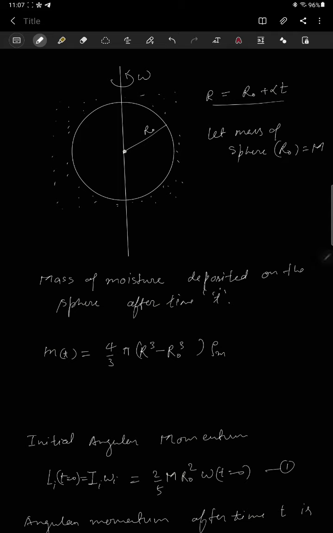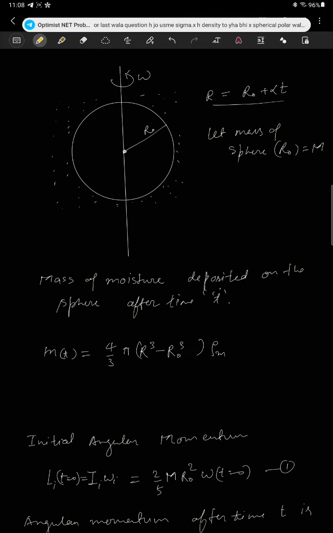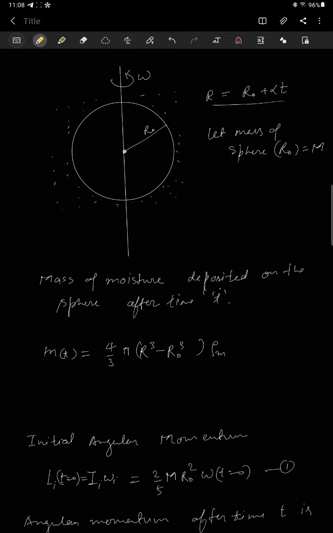Okay, so this is the case, and the question asks what will be the angular velocity of this system after some time t. The system contains both the solid sphere and the moisture which is deposited on the sphere. So this is the relation for the radius. Let's suppose the mass of the solid sphere is capital M, it is rotating with angular velocity omega, and its radius is r0.